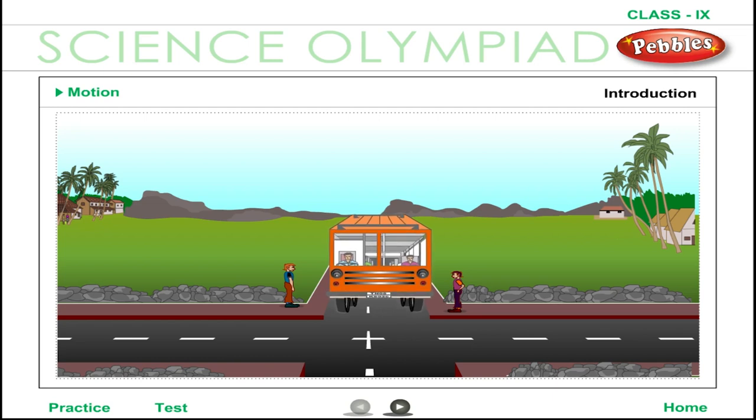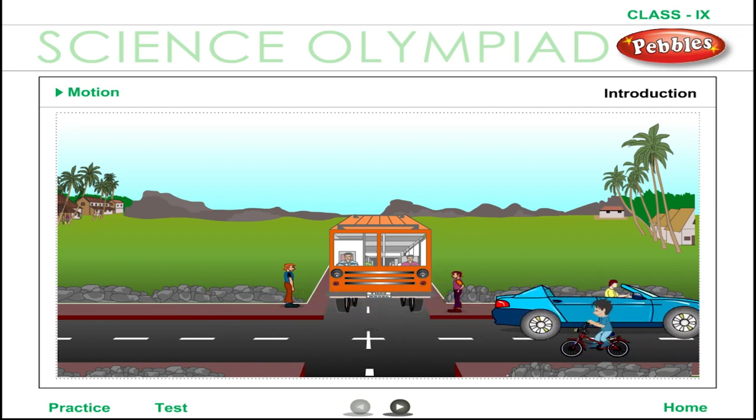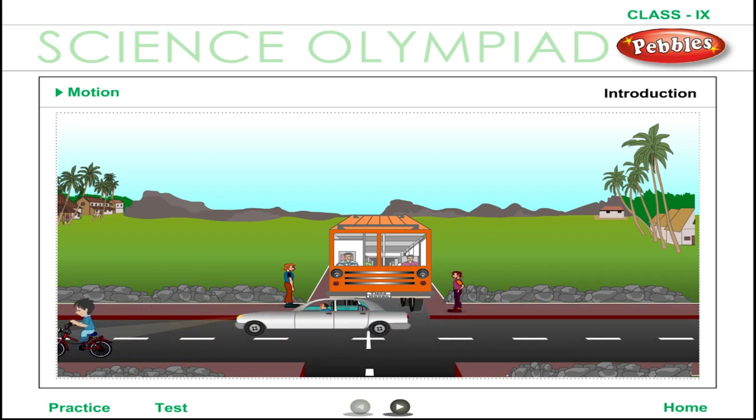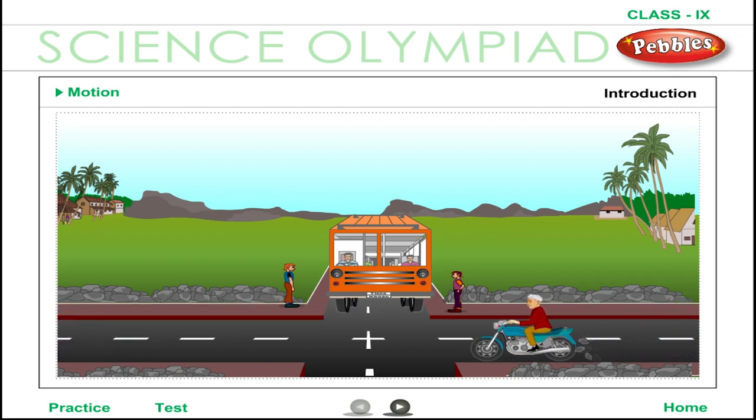However, there are situations where the motion is inferred through indirect evidences. An object may appear to be moving for one person and stationary for some others. Most motions are complex. Some objects may move in a straight line, others may take a circular path. Some may rotate, and a few others may vibrate. There may be situations involving a combination of these.